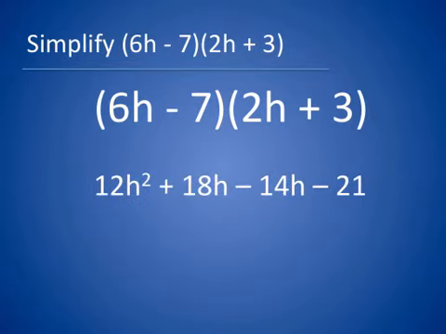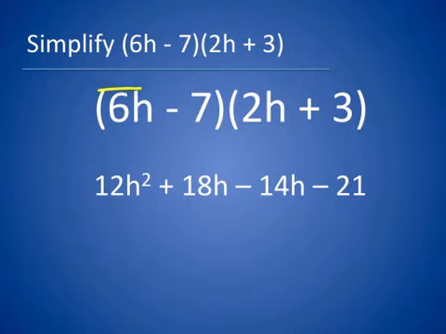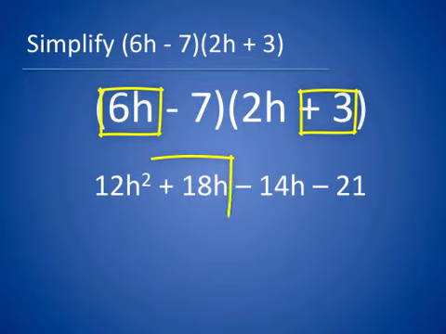When you multiply the first two terms of the binomials, you have 6h and 2h. Multiply those together, you end up with 12h squared. When you looked at the outer terms, you have 6h and positive 3. When you multiply those together, hopefully you got positive 18h.